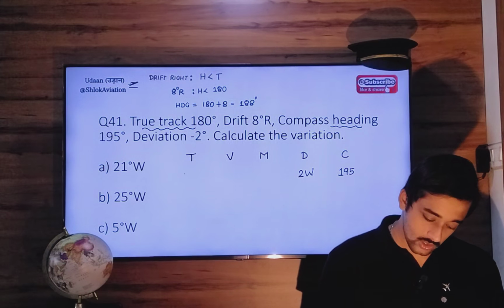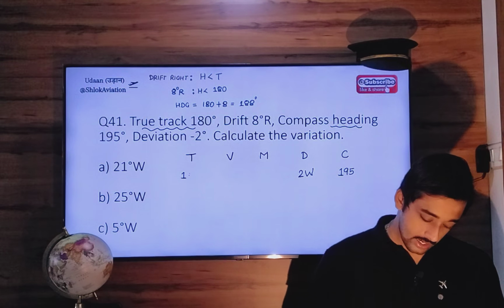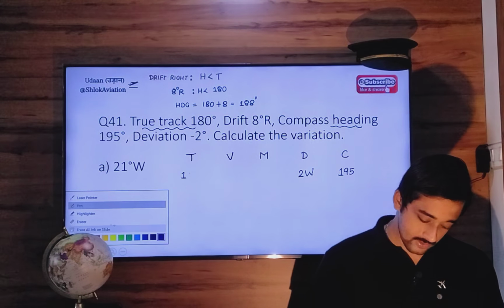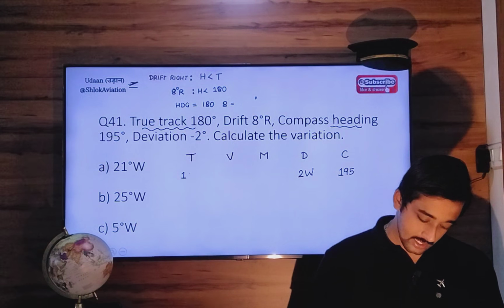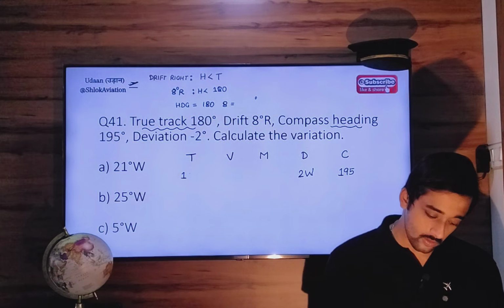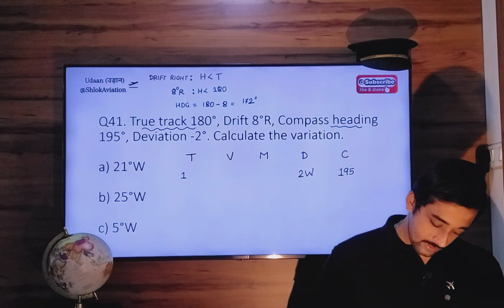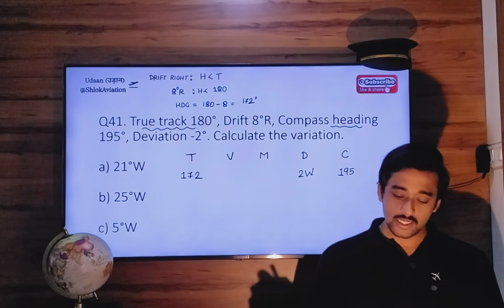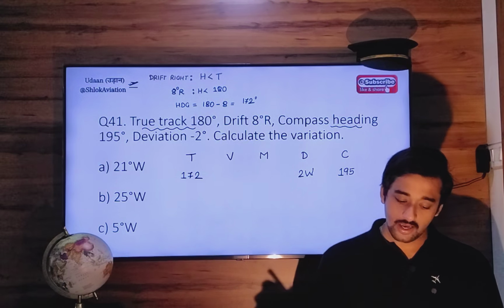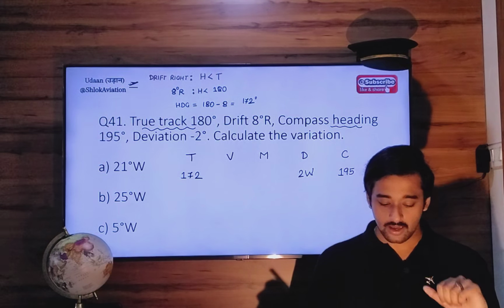188 degrees. So true heading is, correction, less than drift. So it will be minus. So 180 minus 8 is 172. 172 degrees. So true direction 172, compass direction 195, deviation 2 west. Now next step. Step number 3.